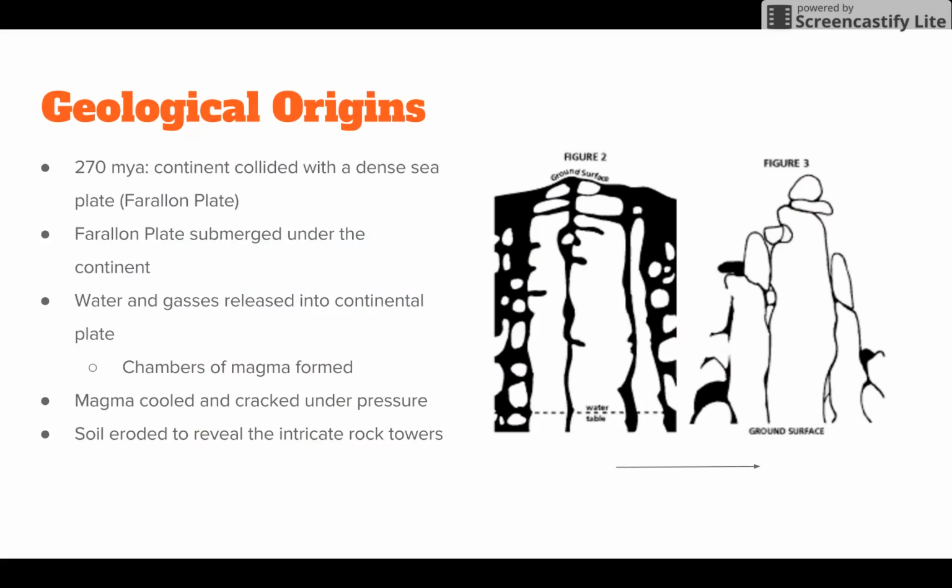So, 270 million years ago, a continental plate collided with a dense sea plate, which was called the Farallon Plate, and then that plate submerged under the continental plate, and then water and gases subsequently released into the continental plate. And then in those crevices, chambers of magma formed, which then cooled and cracked over time. And then over thousands of years, the soil eroded and revealed these rock towers.